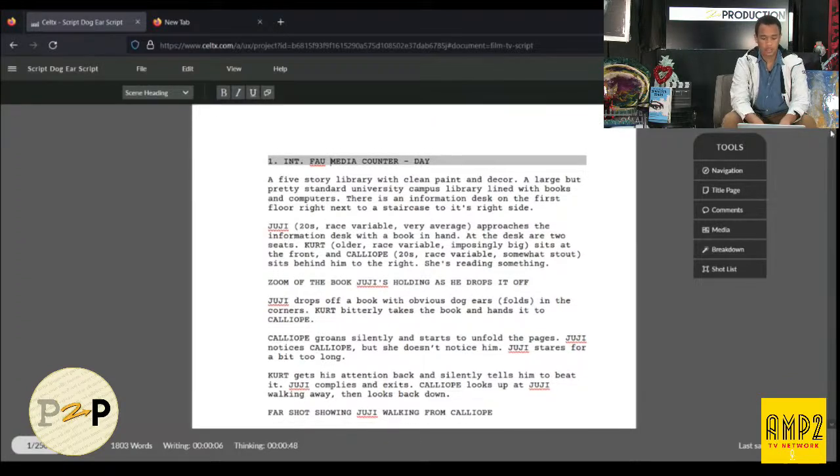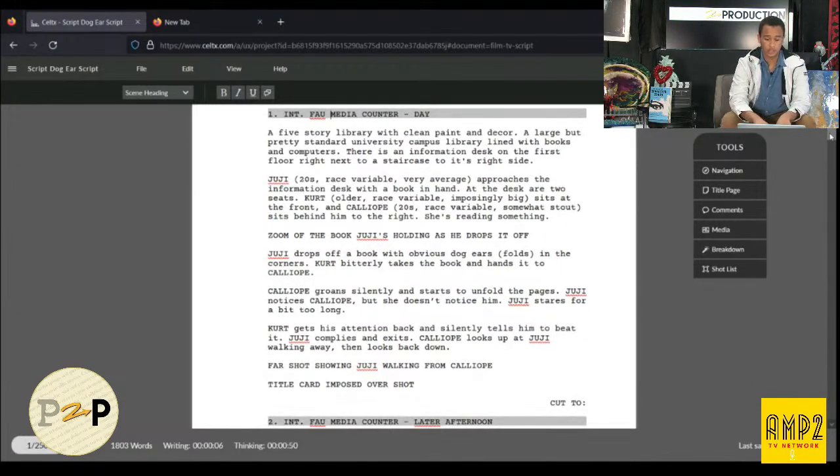The first two lines, or the first two paragraphs, are usually descriptions. The first one is the area, and the second one is the character and the relative space. So the first paragraph, we have a 5-story library with clean paint and decor, yada, yada, yada. You can pause if you'd like to read the rest of it, but I'm going to go quick with this. And then second paragraph, Juji, 20s, race variable, approaches the information desk with a book in hand.